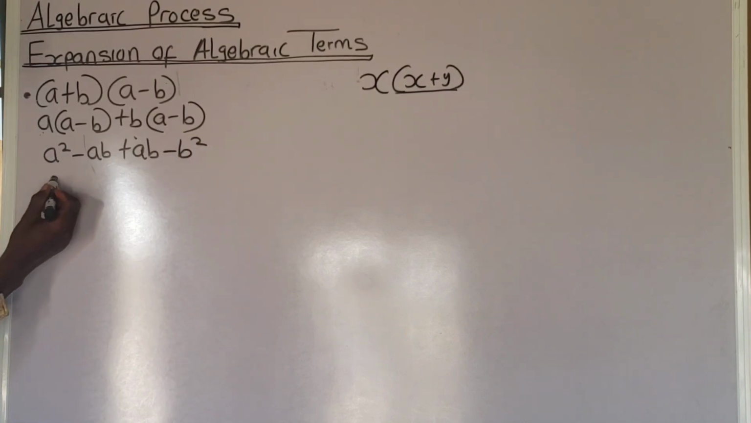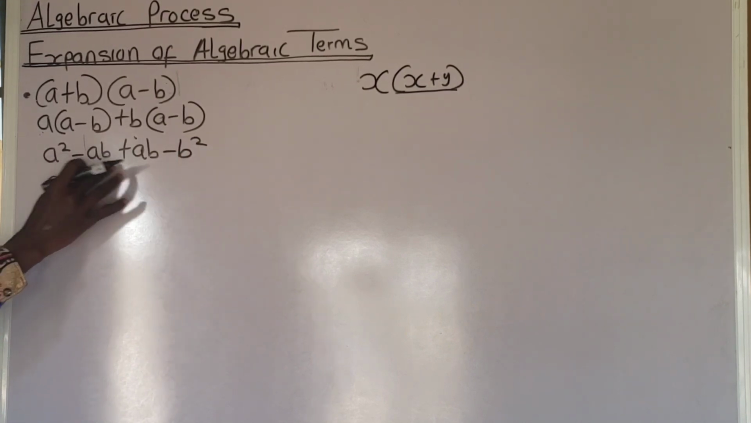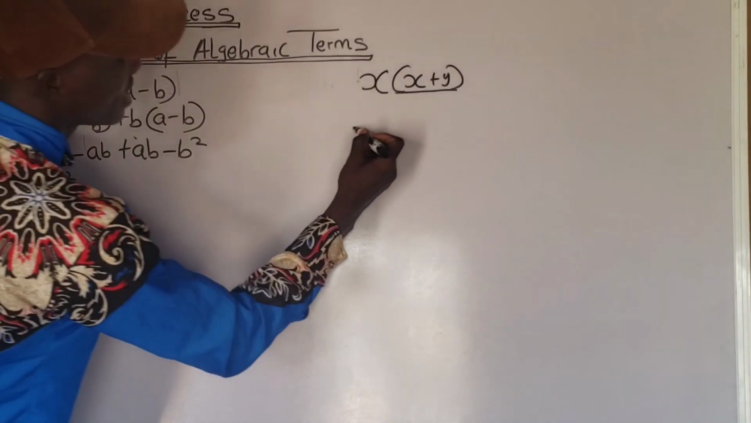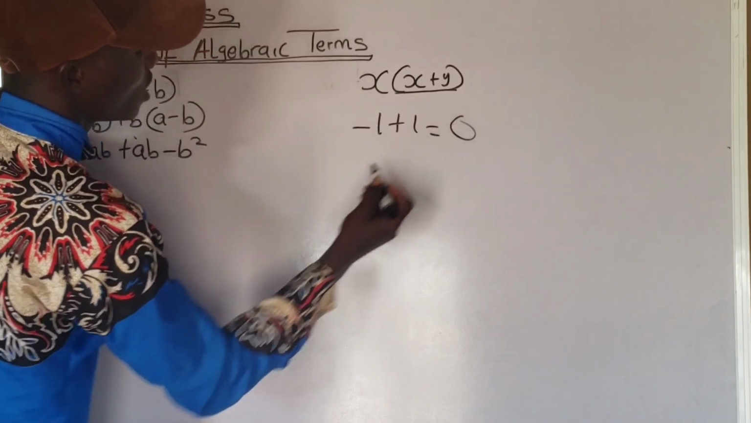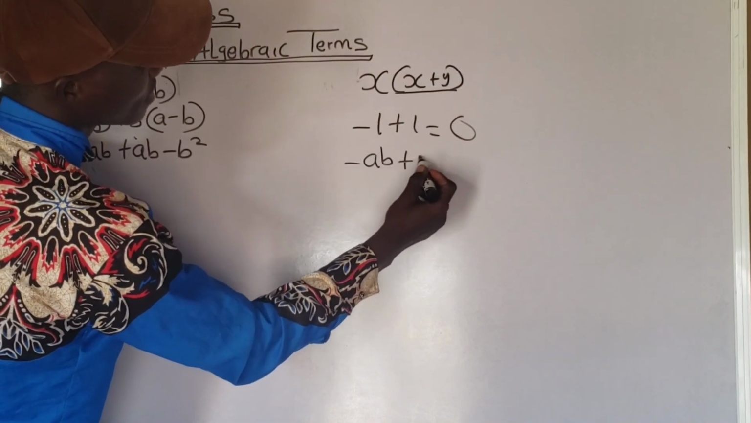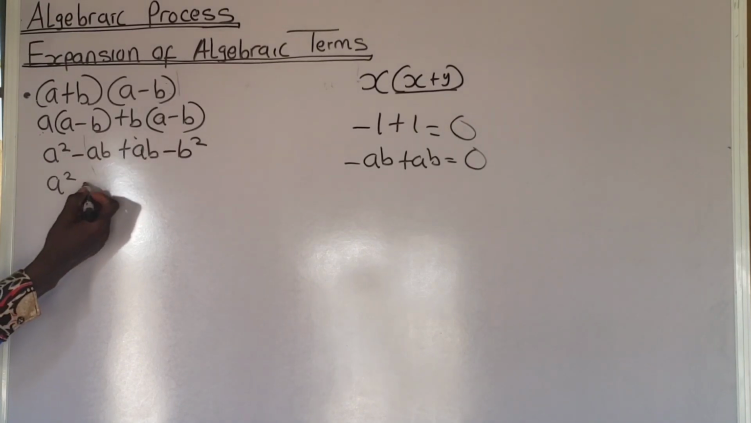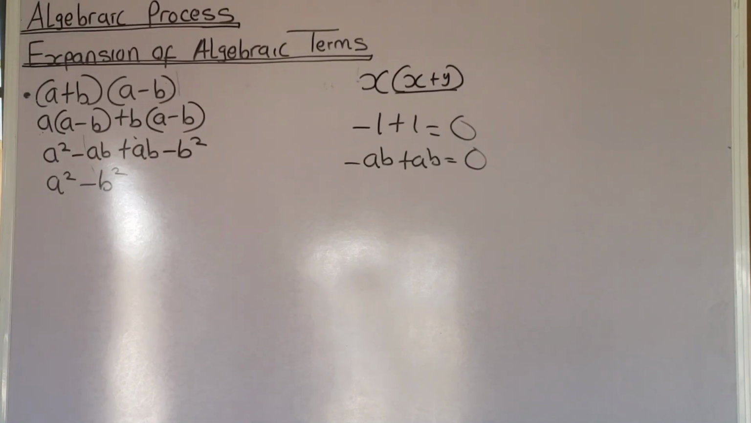Therefore, I'm going to have a squared, negative ab plus ab. Negative ab plus ab, that is what? 0. You understand? Just like having negative 1 plus 1 is 0. So negative ab plus positive ab is 0. This has cancelled this. So I'm left with a squared minus b squared. Do you understand?